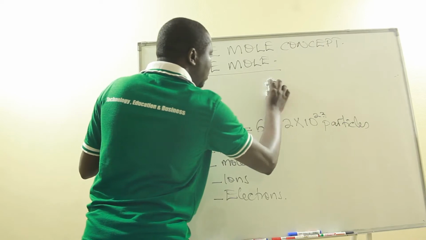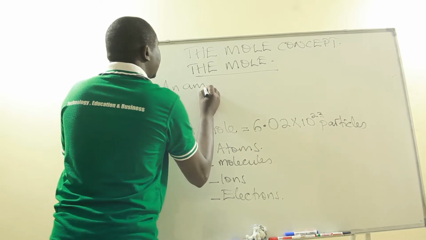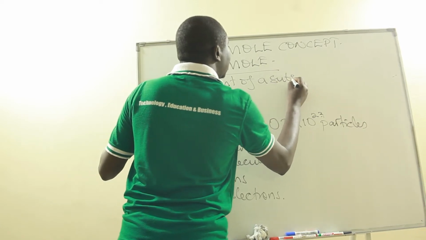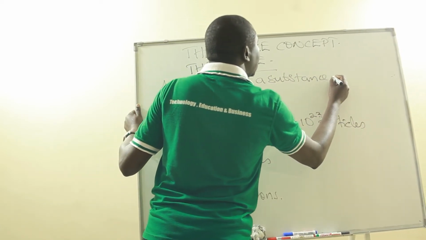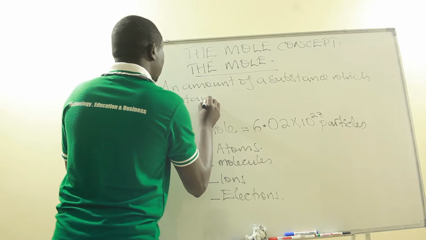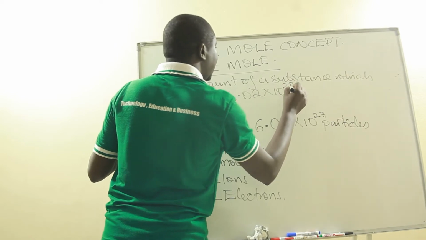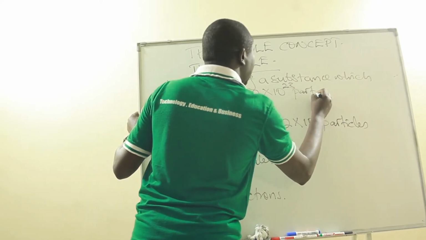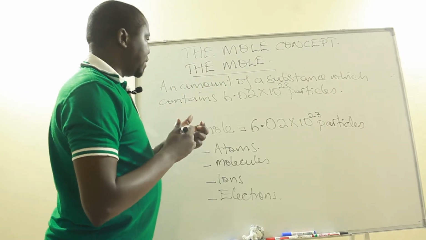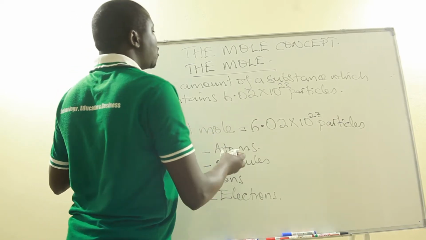This gives us now a definition of what we call a mole. A simple definition of a mole is that a mole is an amount of a substance which contains 6.02 times 10 to the power 23 particles, and the particles are the ones that we have listed here. So that's what we call a mole.